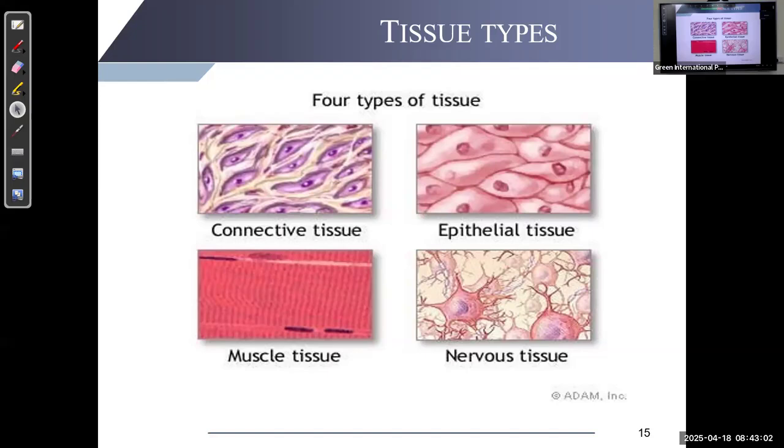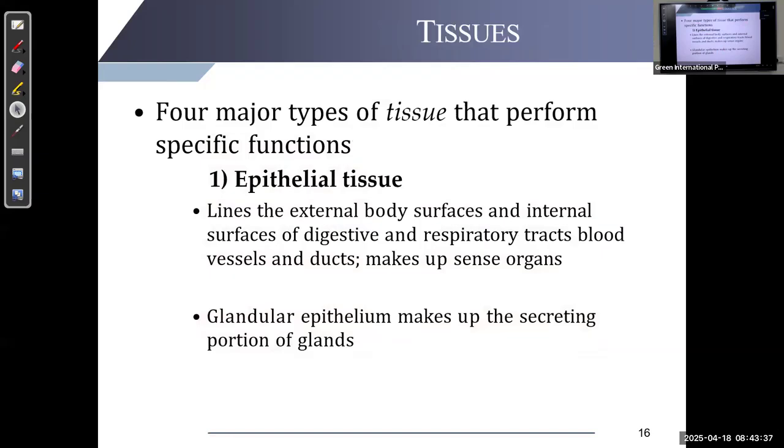Example of connective tissue? Any other options? What is blood? Blood supplies nutrients to all the body parts. Yes, that's also part of connective tissue. Then we have epithelial, muscle, and nervous tissue. Now, these are the four major types of tissue that perform specific functions.